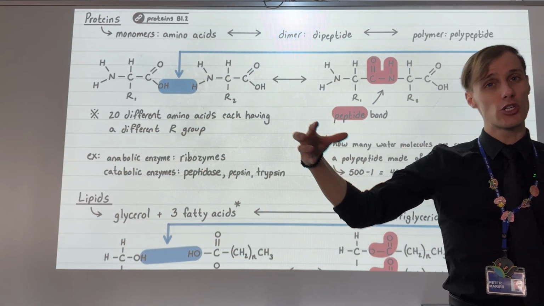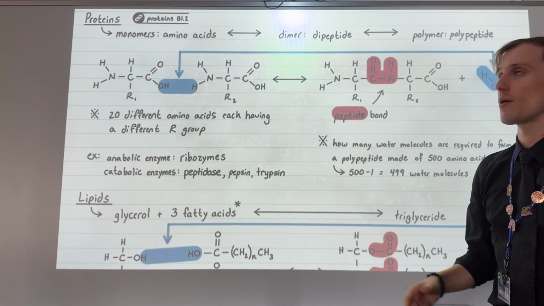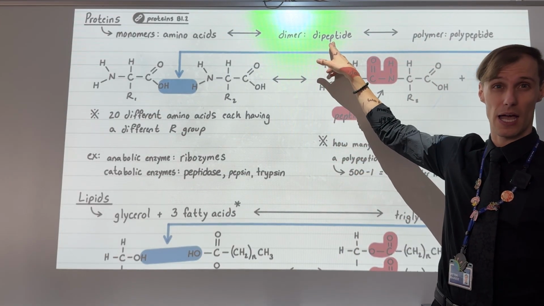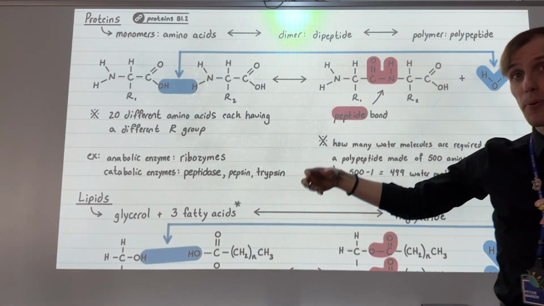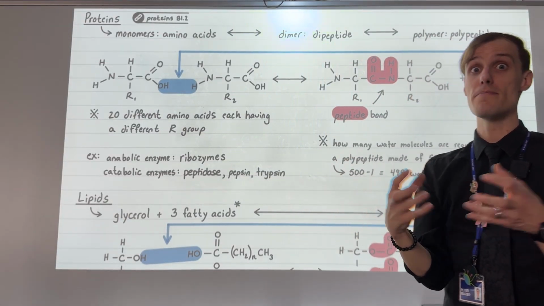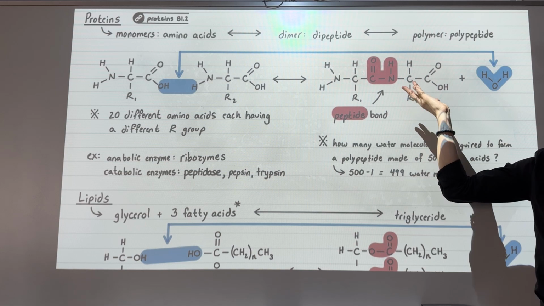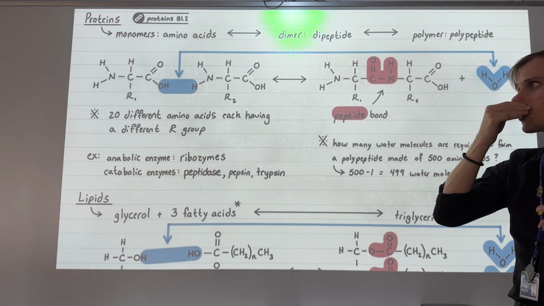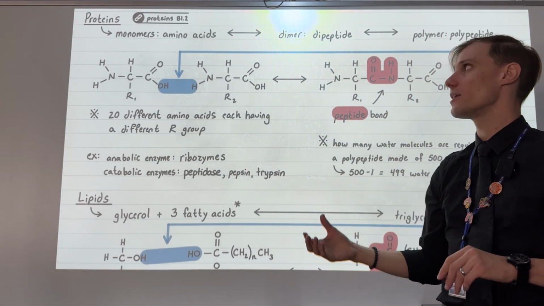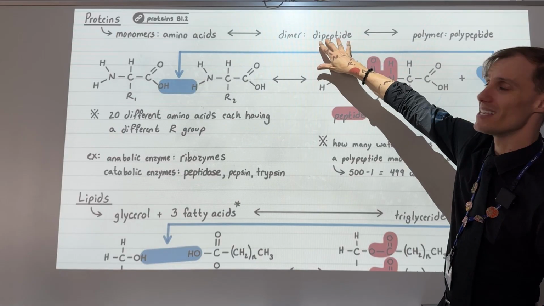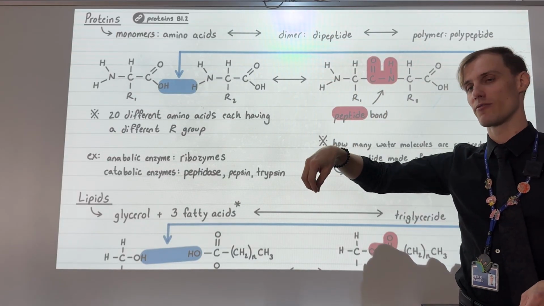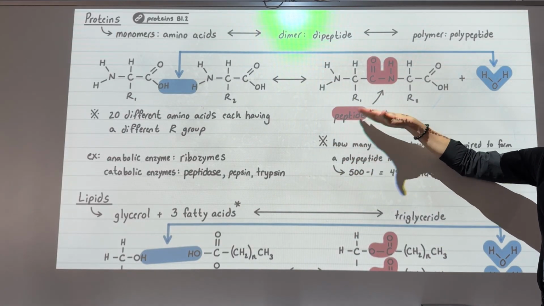If I join 2 amino acids together, I get what's called a dipeptide. And if I take a bunch of amino acids together, many, many, many, I get a polypeptide, or really colloquially a protein. So what exactly is going on here? Well, peptide is named after the bond that's formed. In this case, a peptide bond.